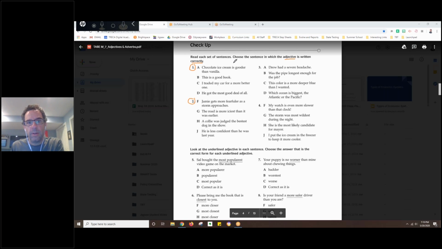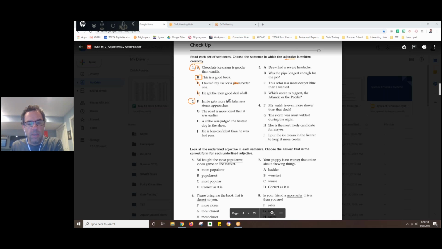So a good practice for you when you're going through multiple choice is to cross it off. This is a good book. That sounds right. Let's go through the others. I traded my car for a more better one. No, you don't even need the word more. I traded my car for a better one. So that makes letter C incorrect. He got the most good deal of all. Most good does not make sense. So we're correct here. Our instincts were correct. This is a good book.